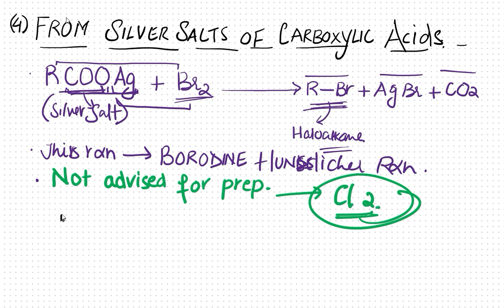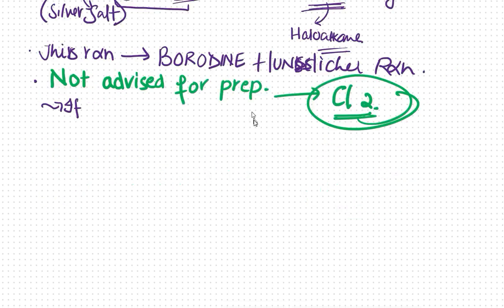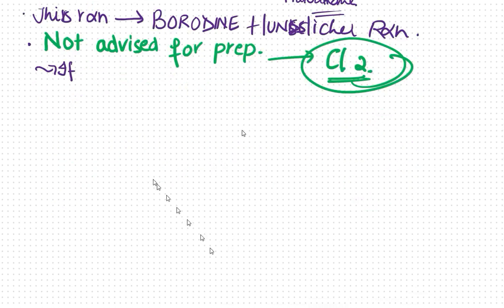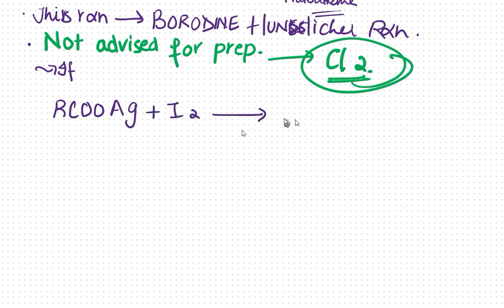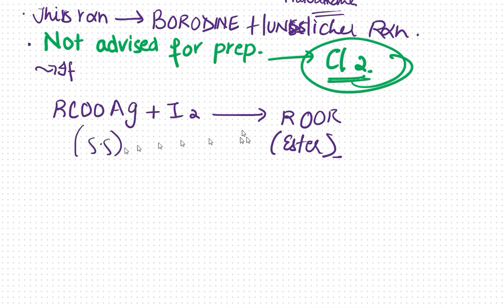Now let's put that aside and let's look at some other product. Let's look at what happens if you want to prepare iodoalkane. If you want to prepare iodoalkane, obviously you might be saying just replace your dibromine in the above reaction with iodine. As simple as that. So let's do that. Let's say I have my silver salt and I'm going to react it with iodine, but the product that I'll be getting is an ester. It is not an iodoalkane. That is the problem here. So you do not get an iodoalkane.